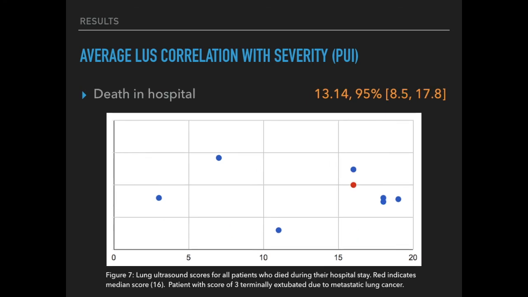We move to patients that had death in hospital. Mean moves up even further to 13.14 with a median of 16. And you can see the grouping shifted further over to the right. And that one patient way over on the left with a score of 3 was terminally extubated secondary to metastatic lung cancer, not actually to complications from COVID.